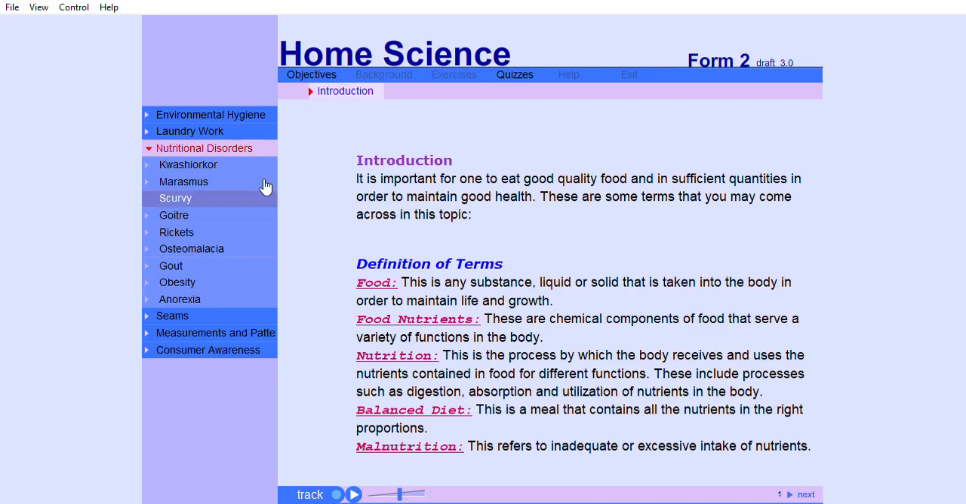It is important for one to eat good quality food and in sufficient quantities in order to maintain good health. These are some terms that you may come across in this topic.